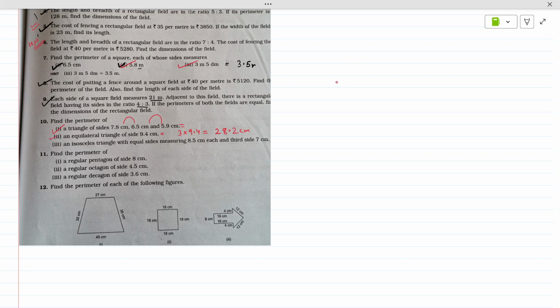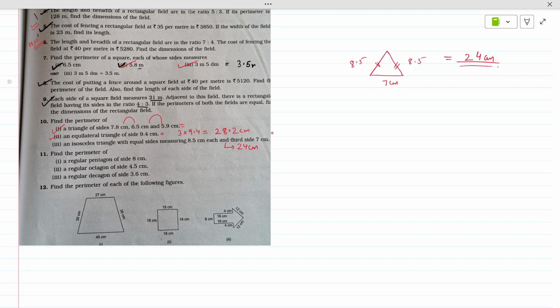The third one we have is isosceles triangle. Isosceles triangle is the triangle which has two sides equal. I'm drawing one triangle here, okay? If I'm saying this is isosceles triangle, I am marking that these two sides are equivalent to each other. So let's say these two sides are 8.5, 8.5, and the third side is 7 centimeter. So now we know the dimensions of all the sides. We just have to add them. 8.5 plus 8.5 plus 7. This is equivalent to 24 centimeter. This is the perimeter here.